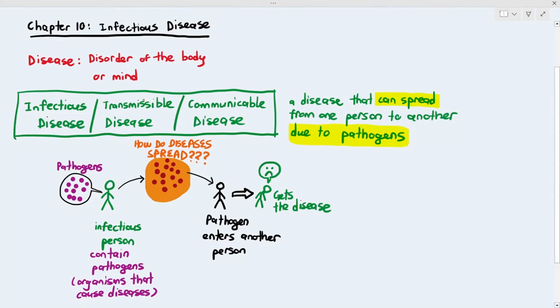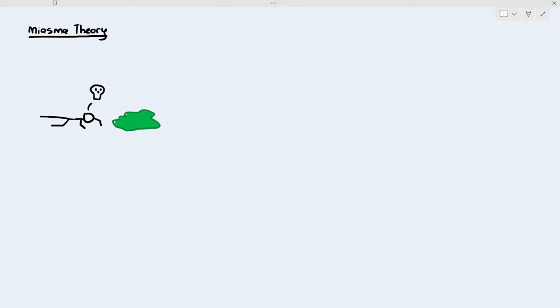But an interesting thing is, before the invention of microscopes to be able to visualize the existence of these pathogens, people generally had an idea of something called the Miasma Theory. Now, the Miasma Theory, you do not need to memorize for the exam, but I just want to talk about it a little bit. The Miasma Theory was actually spoken about before we knew that microorganisms existed.